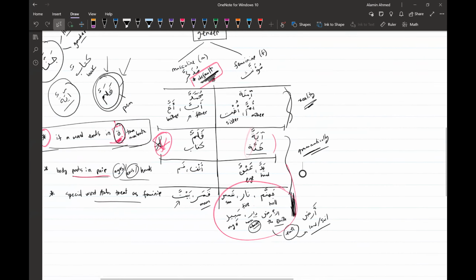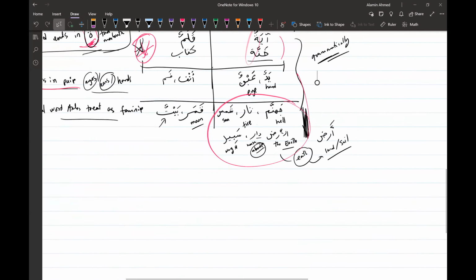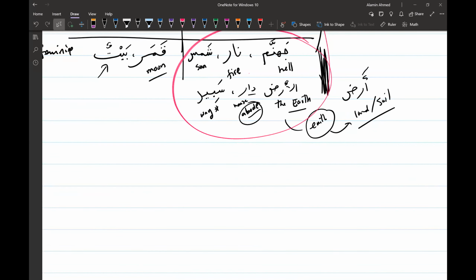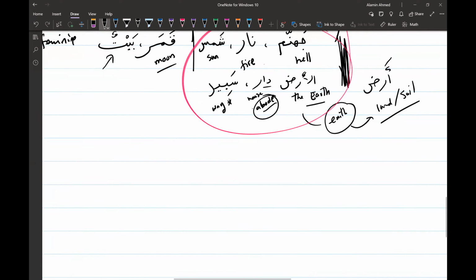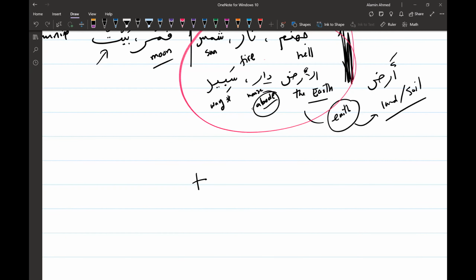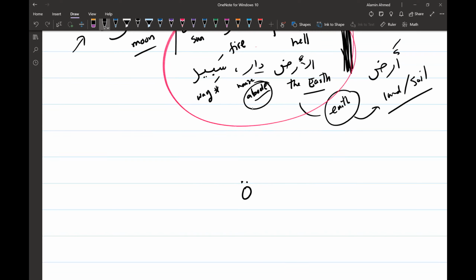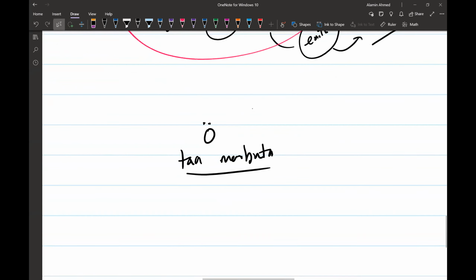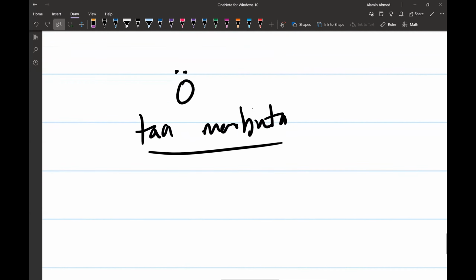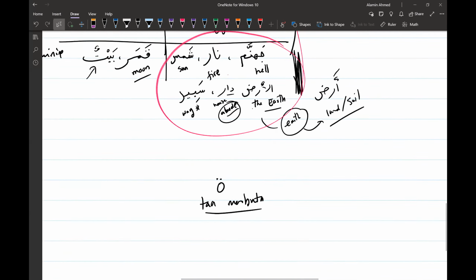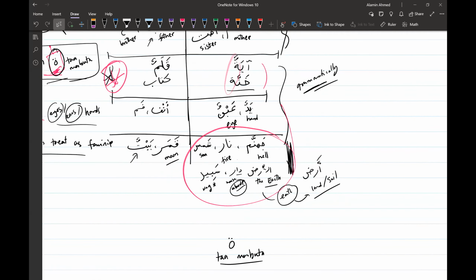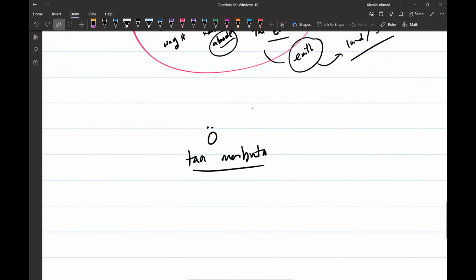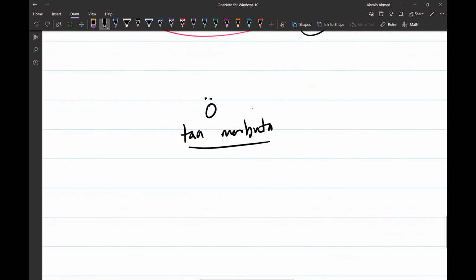Now I'm going to spend a little bit of time on the tamarbuta. I just don't like drawing this one, because as soon as I make a circle, it just makes sense. Tamarbuta. We have to understand a little bit about this one. We will talk a lot more about it. I just want to mention it right now, because I think this topic will be more relevant when we talk about adjectives. But right now, I just want to mention a concept about the tamarbuta, so it's in your mind.